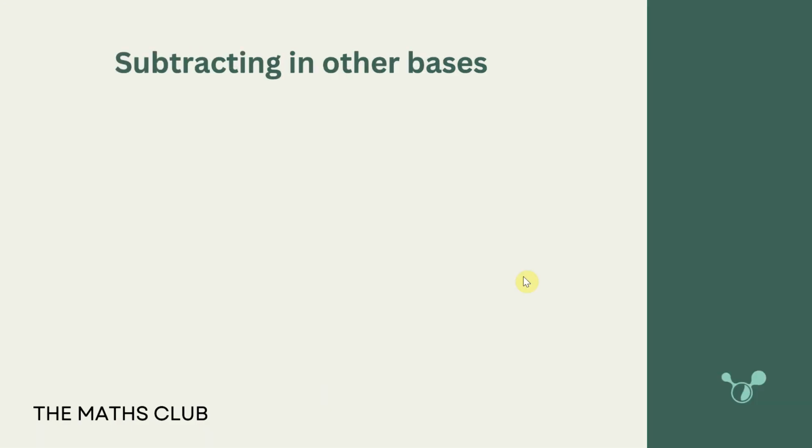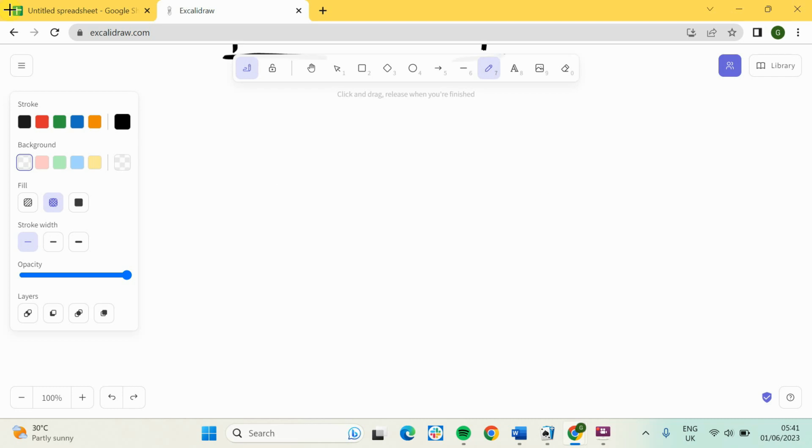So let's see. So subtracting in other bases, let's go. We have 1101 minus 11. Both of them are in base 2. 1101 minus 11. Both of them are in base 2. Great.